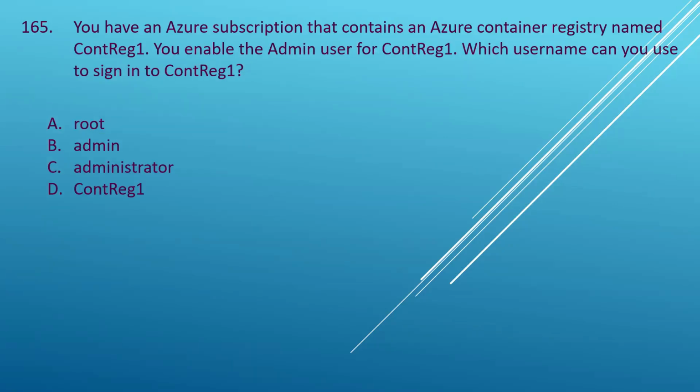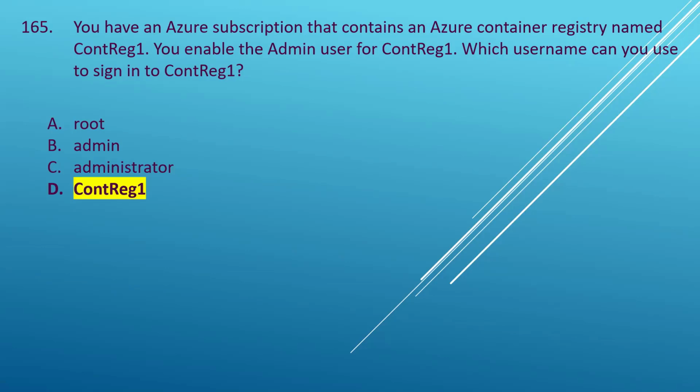This is question number 165 of the series. You have an Azure subscription that contains an Azure container registry named contreg1. You enable the admin user for contreg1. Which username can you use to sign into contreg1? Your options are root, admin, administrator, contreg1. Your admin username will be contreg1 in this case.